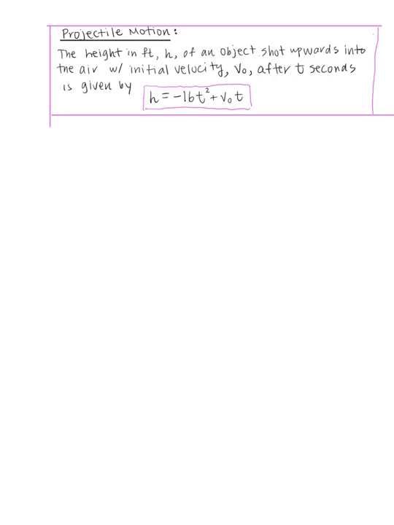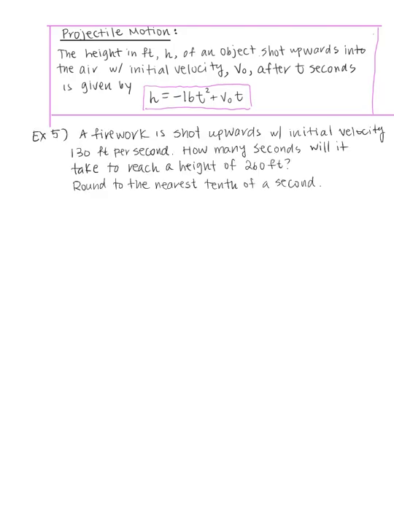Now, before we go over the next example, we're going to have to know this formula. The projectile motion says that the height in feet, denoted by h, of an object shot upwards into the air with the initial velocity, notation v sub 0, after t seconds is given by h equals negative 16 t squared plus v sub 0 times t.